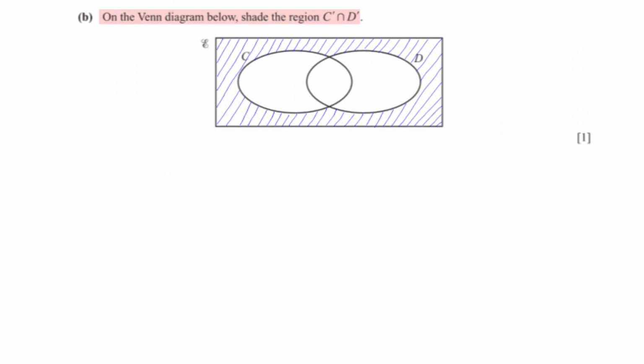On the Venn diagram, shade the region C complement intersection D complement. And so this is how you shade that region.